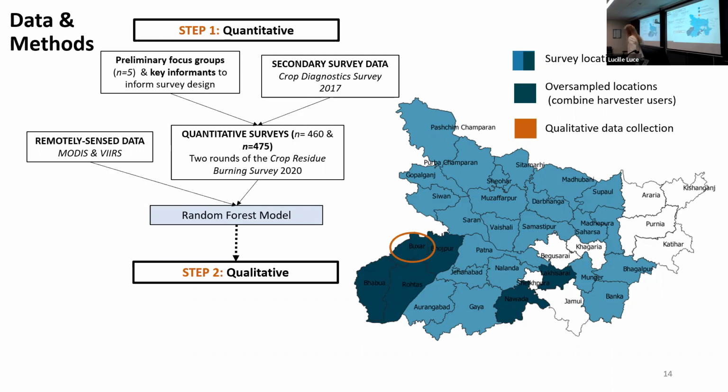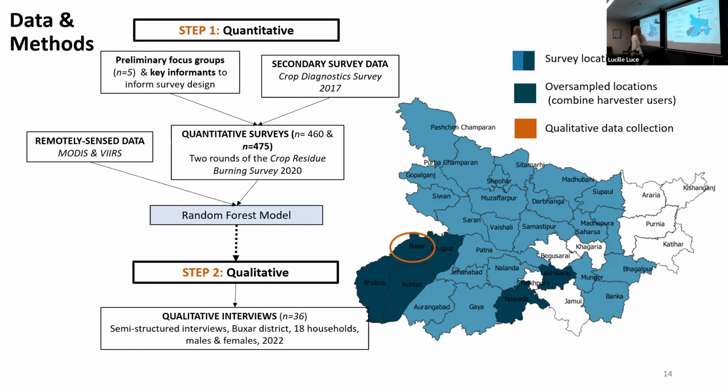Buxar is an area, you can see that in orange there, where burning is prevalent and the combine is available. So not everywhere in this state is the combine even available. So we wanted to make sure we had all the possible factors. And something that was really interesting is there are some people who are using the combine but not burning. Why are they not burning? That's a really important thing that's happening that we don't really understand, and we needed to at least get some more insight into that.